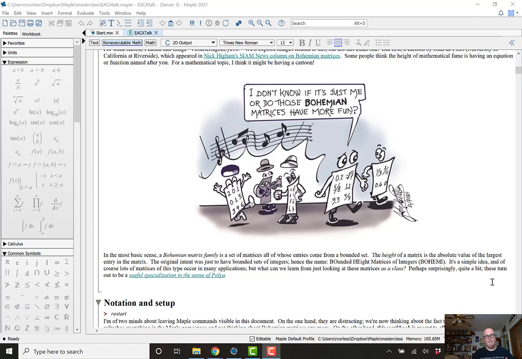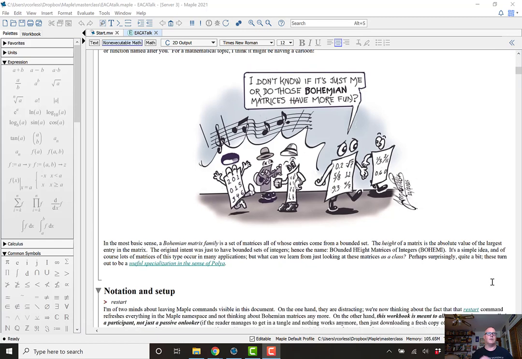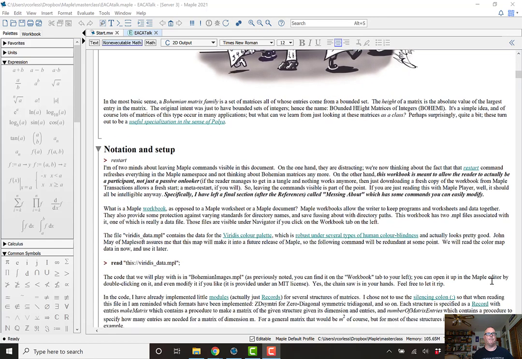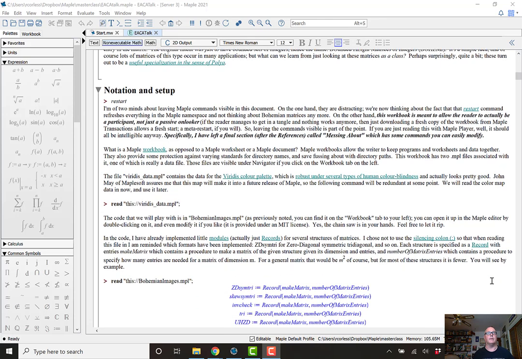The original intent of dealing with this collection of families of matrices was just to use integers. But in fact, they don't have to be integers. You can do other things as well. Anyway, that's where the name came from, bounded height matrices of integers. It's a simple idea, and lots of matrices of this type occur in lots of different applications. But let's just look at these matrices as a class. All right, this is a useful specialization in the sense of polygon. That's a link to one of my talks, by the way.